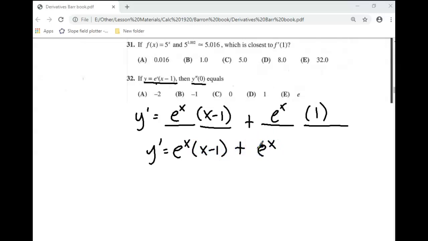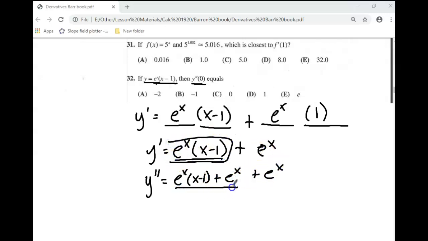Now I need to find my second derivative, and I get this. It's the same exact thing I had before, right? So this whole answer gets repeated. The derivative of that's going to be e to the x times x minus 1 plus e to the x, and then we have this other e to the x here. So the derivative of this piece is all of this, and this e to the x just comes down. Okay. Once we have that, we just go ahead and plug in our 0.